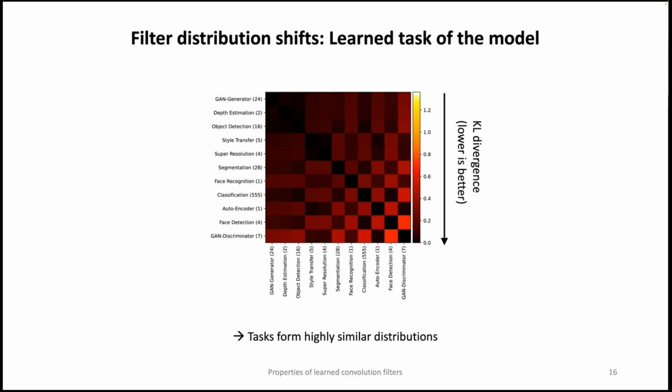And so what we did is we grouped all the filters by the learned task of the model in the first analysis, and we compared the pairwise KL divergence. And what you see is this checkerboard pattern. And the pattern itself is not so interesting, but what's interesting is that the divergence between different tasks here is relatively close to 0. So it means that independent of the task, the filters look very much alike. So in theory, this means a classification network learns the same thing as a super resolution network or an image generator, which is quite surprising.